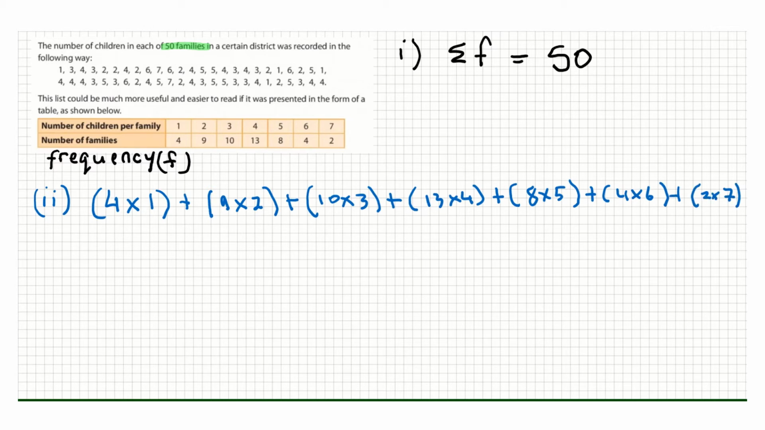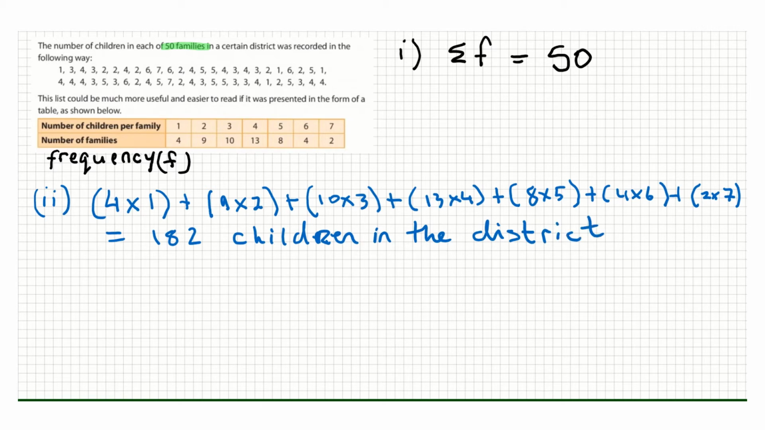So that's a long list. Your calculator will help you out there. When I put it into the calculator, I found that there are 182 children in the district or parish or community or whatever area was surveyed.